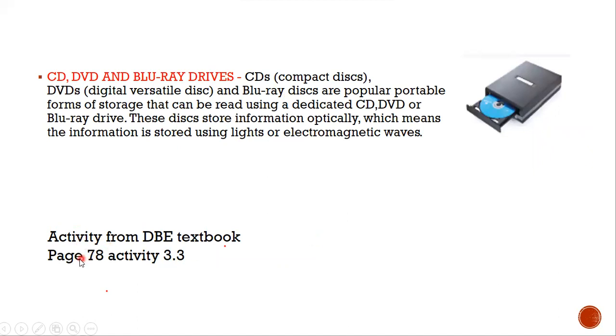Your application on page 78 from your DBE textbook, activity 3.3.